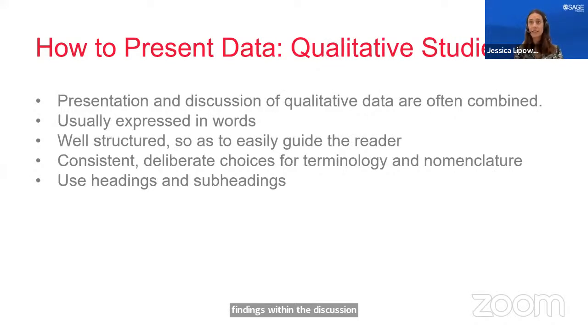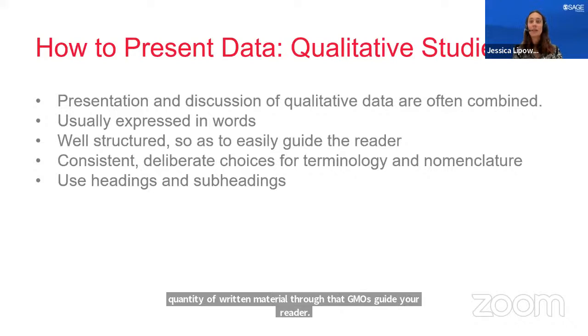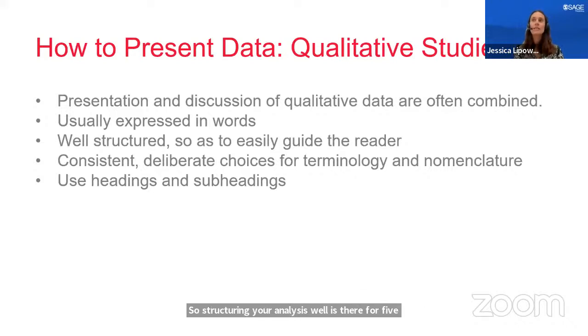For qualitative studies, qualitative data is difficult to present neatly in tables and figures, so this is often expressed in words, which could result in a large quantity of written material through which you must guide your reader. So structuring your analysis well is therefore very important. You'll want to make your sections and subsections clearly reflect the themes that have emerged from the analysis of the data, and make sure your reader understands how these themes evolved. So headings and subheadings will be crucial and can really be a form of signposting to make these chapters easier to navigate.